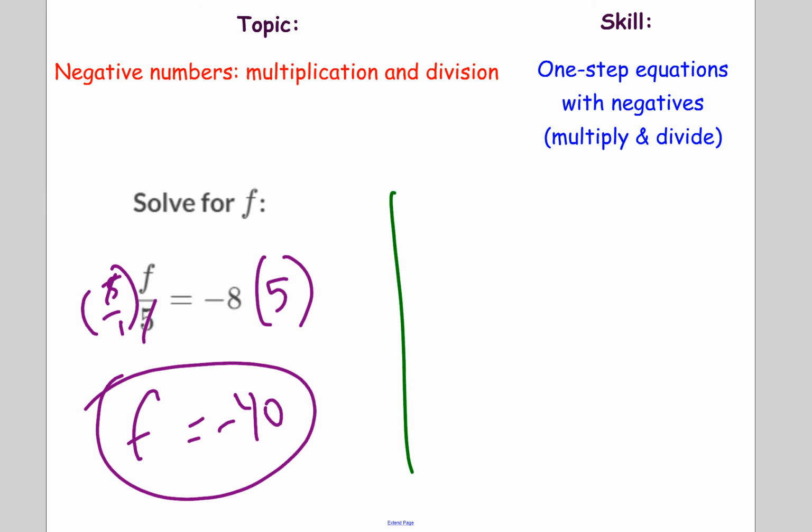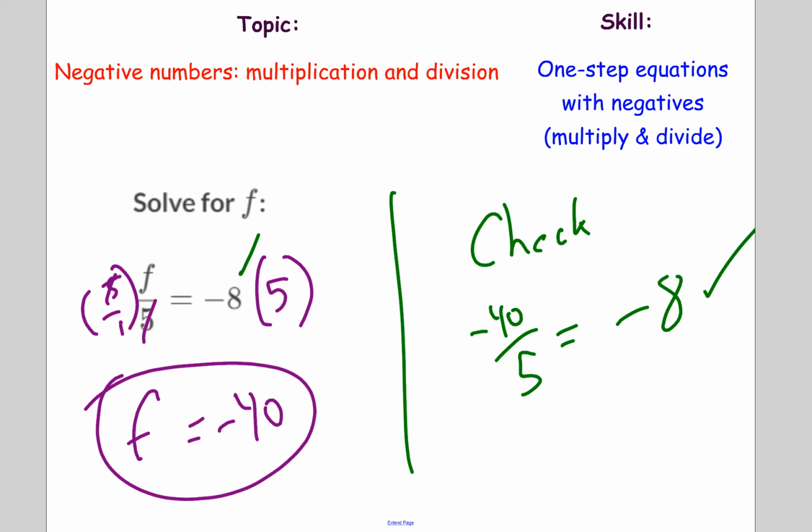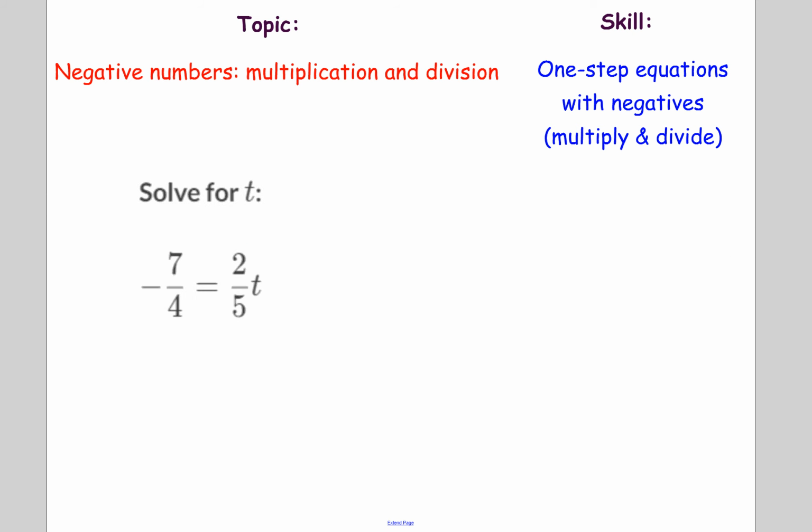Now, of course, you know me. I'm going to check my work. I'm going to check it by plugging in negative 40 for f. So negative 40 divided by 5. Well, let's see. Negative 40, a negative divided by positive is a negative. And 40 divided by 5 is 8. And that checks out with that. So I am good. All right, let's move to the next one.